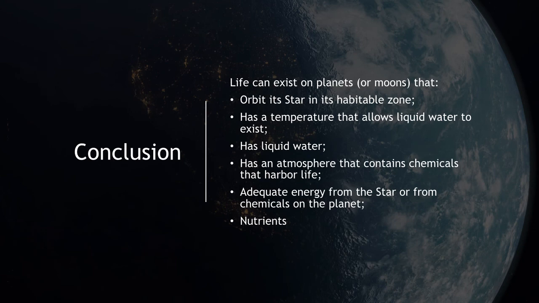So if I was tasked with searching for extraterrestrial life in the cosmos, I would search for planets that are in the habitable zone of its star, has a temperature that allows liquid water to exist, has liquid water, has an atmosphere that contains chemicals that harbour life, has adequate energy from the star or from chemicals on the planet, and contains nutrients that life can use to maintain itself and grow.